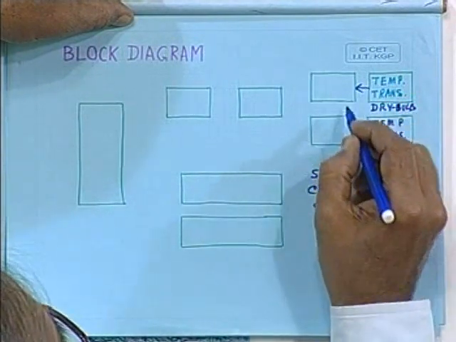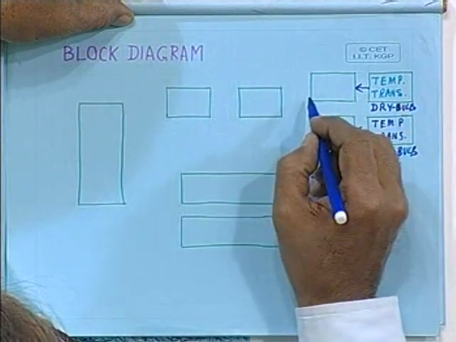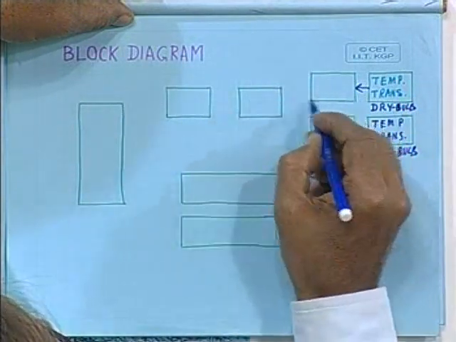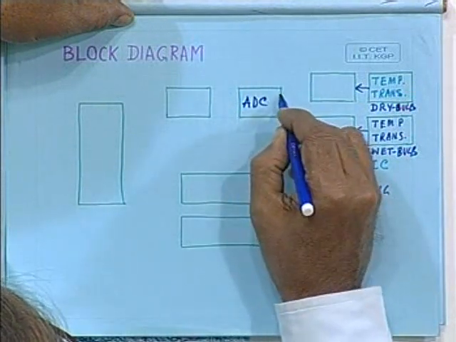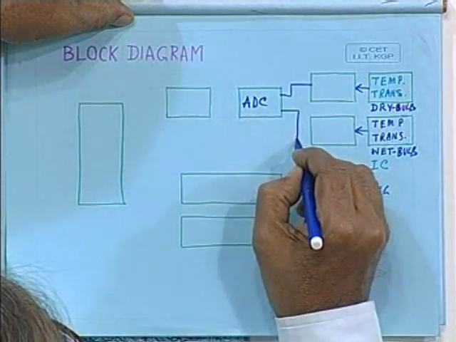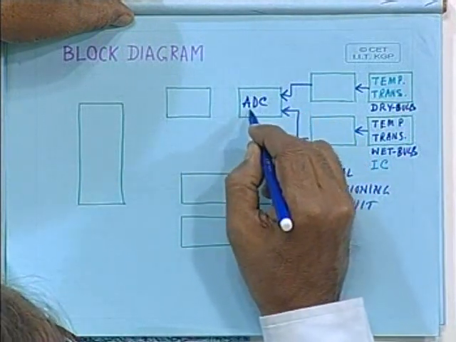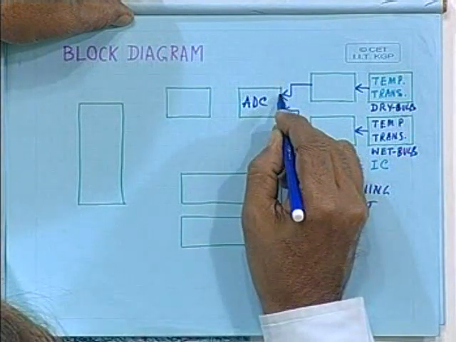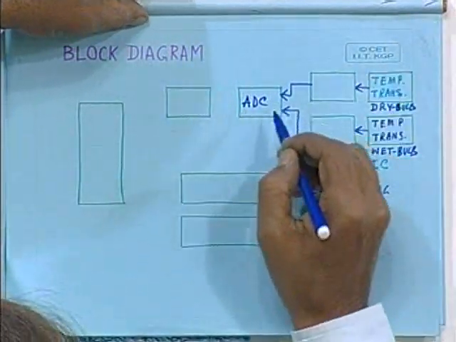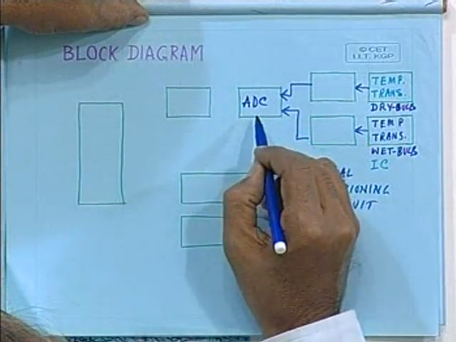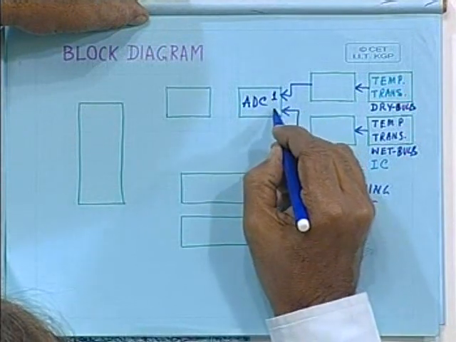Which will convert the corresponding electrical signal suitable for application to an analog to digital converter. So this will go to an analog to digital converter, having at least two inputs. We shall see which particular ADC can be used for this purpose. It must have at least two channels, one and two.